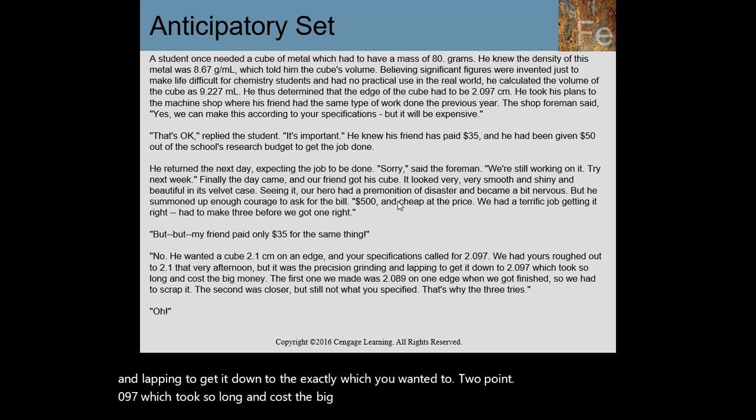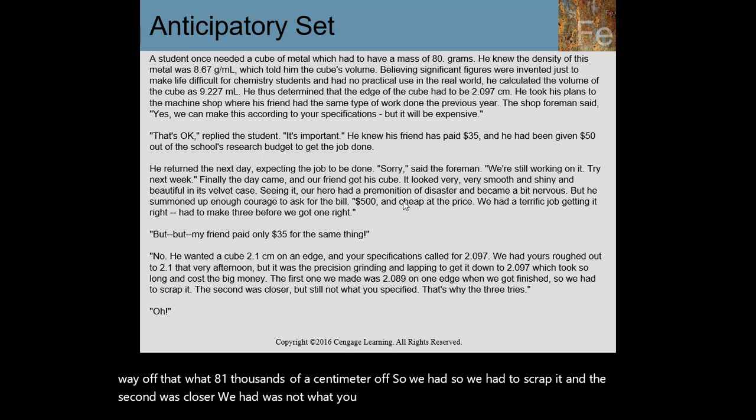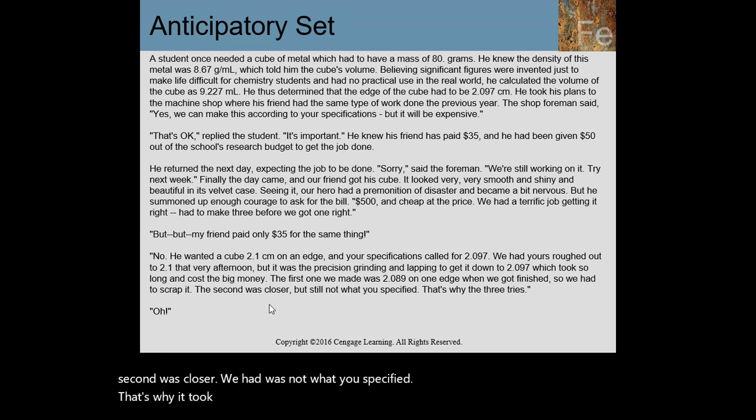The first one we made was 2.089 on an edge, and that was way off. That was 8 1/1000ths of a centimeter off. So we had to scrap it. And the second was closer, but was not what you specified. That's why it took 3 tries. And all our friend had to say was, oh.